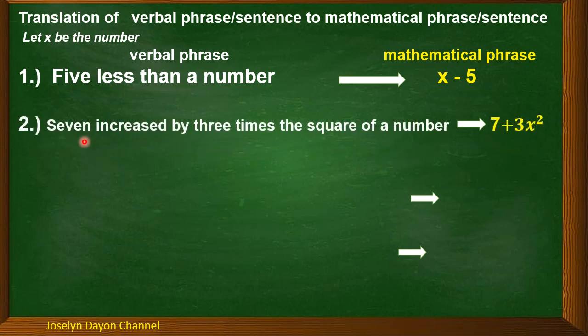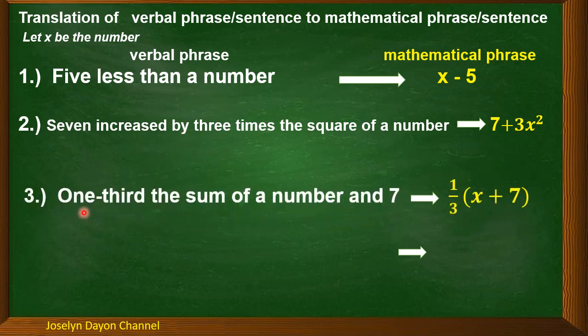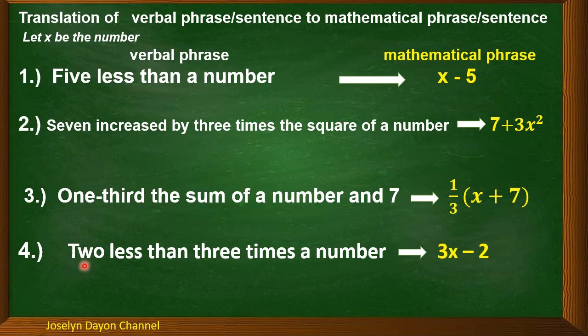Next, 7 increased by 3 times the square of a number is translated as 7 plus 3x squared. The words increased by mean addition. Third, 1/3 the sum of a number and 7, translated as 1/3 times the quantity of x plus 7. Next, 2 less than 3 times a number is translated as 3x minus 2.